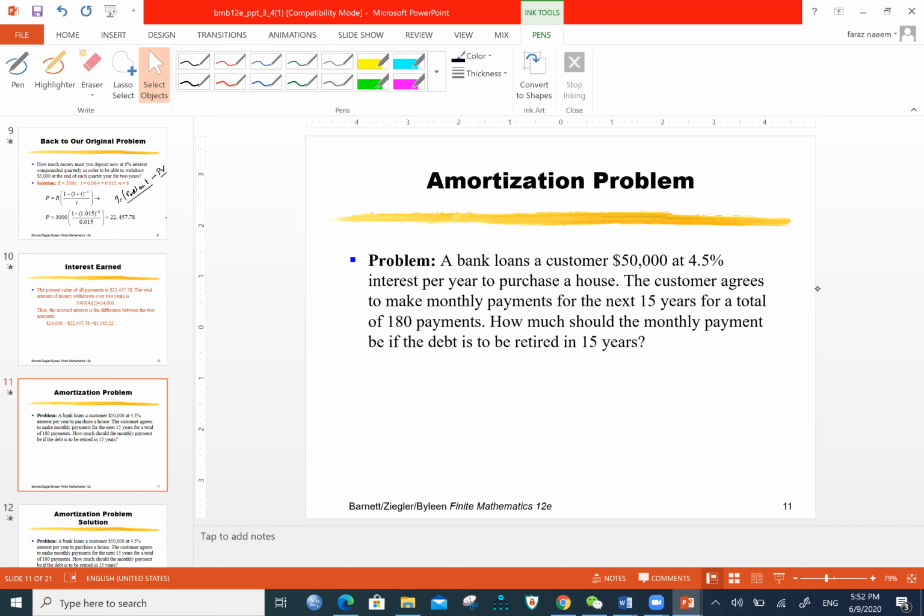This is one of the hints. It can be wrong in some examples, but this hint can never be wrong. After 15 years, would you have a lump sum amount or will you be left with zero balance? A bank loans a customer 50,000, you have 50,000 now, but when you make all the payments, at the end you will have paid back 50,000 and be left with zero. How much is the payment if the debt is to be retired in 15 years? You need to retire this debt in 180 payments. After making 180 payments, you will be left with zero balance. So it's present. Yes, it is present. Okay, that's clear.